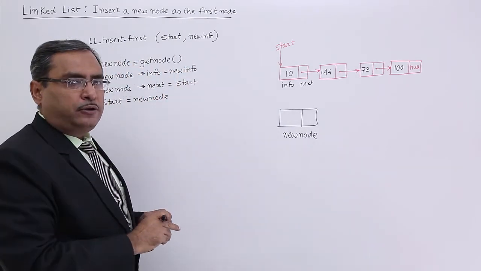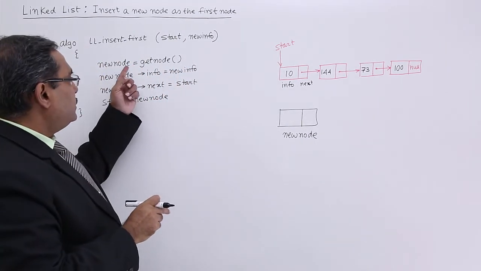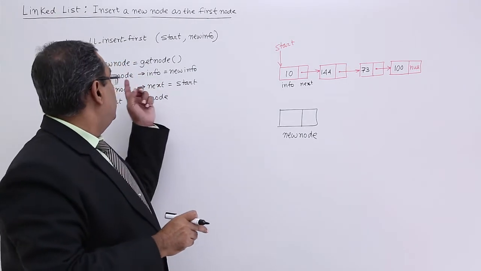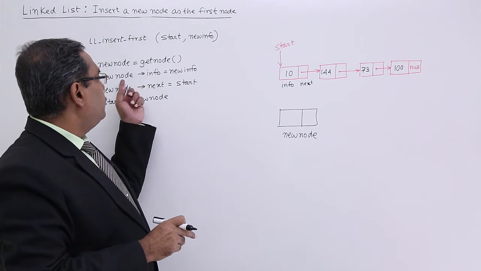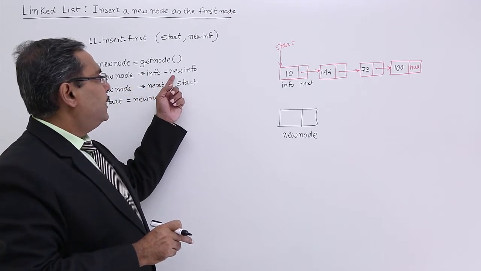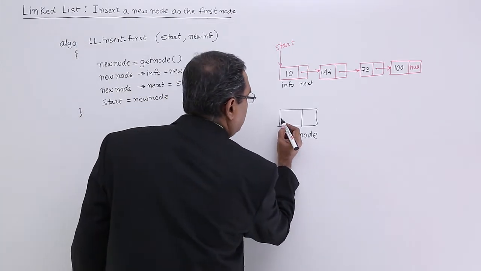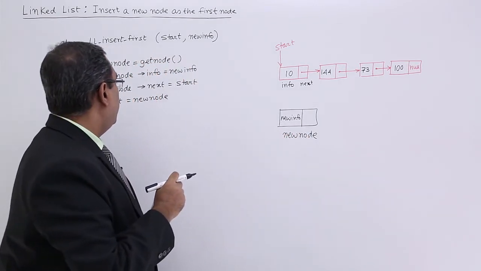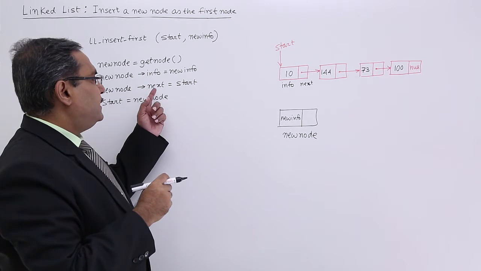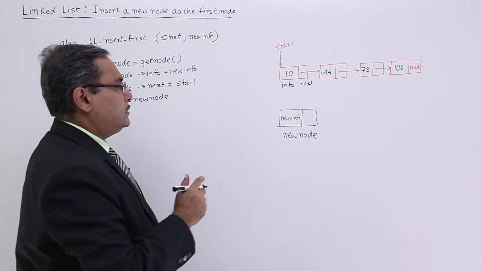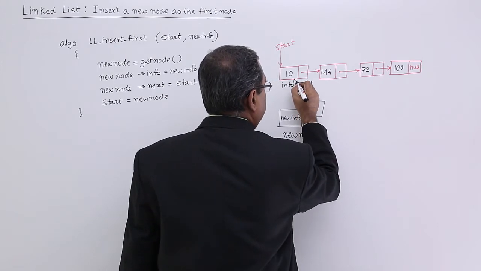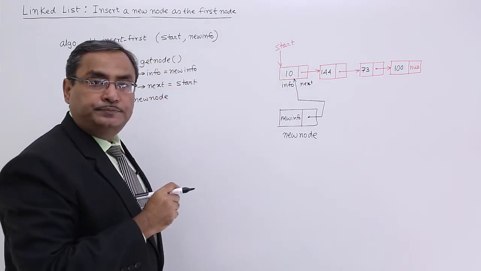Let me trace this particular algorithm. New node is equal to get node. So, new node is now pointing to a free node. Okay. New node implies info is equal to new info. So, now it has got new info. Okay. New node implies next is equal to start. So, now it will be pointing to the node which is now pointed by this start.